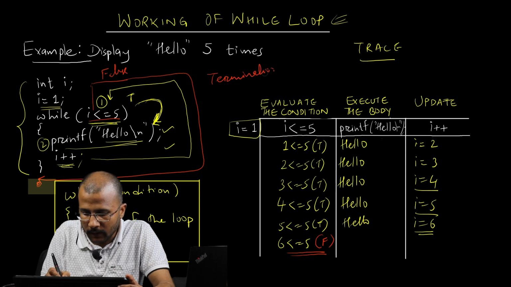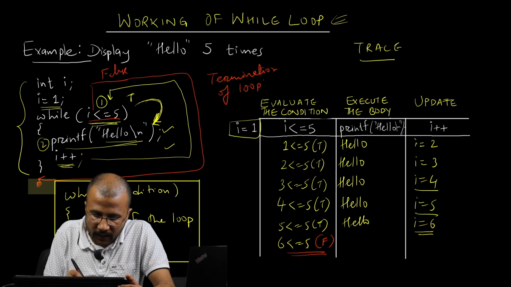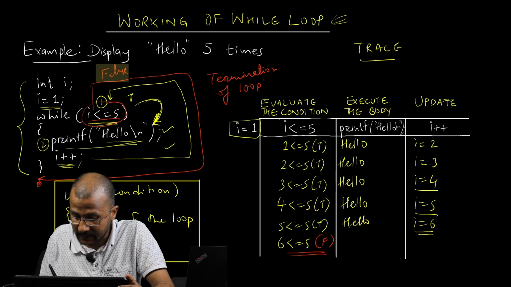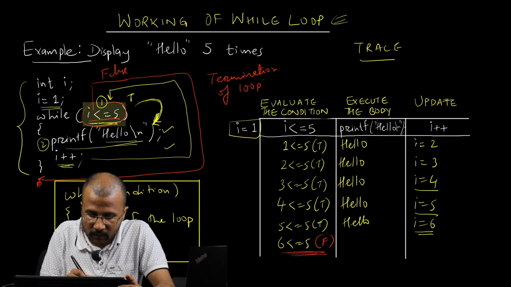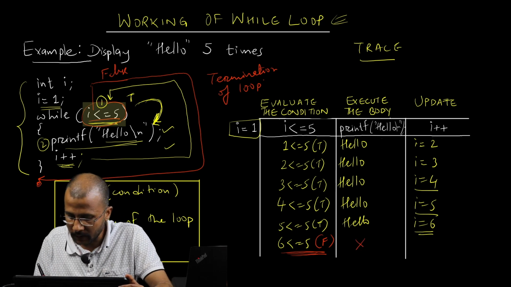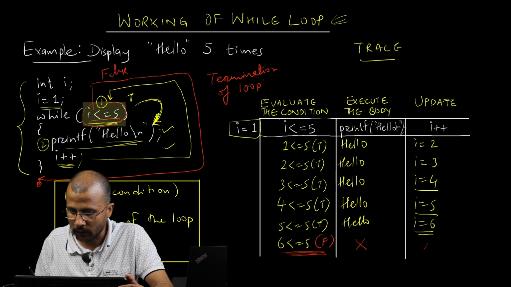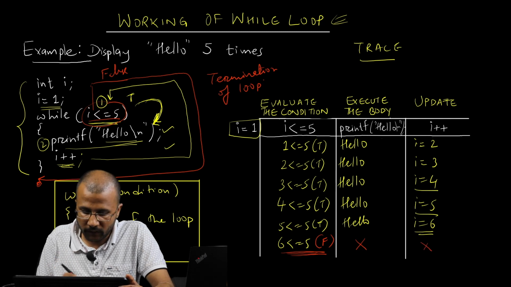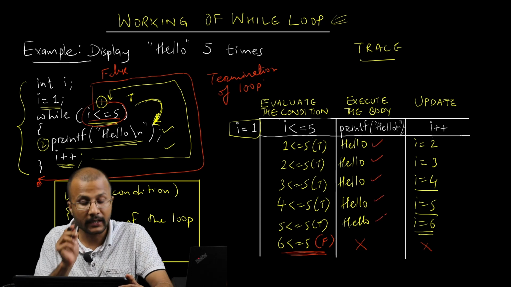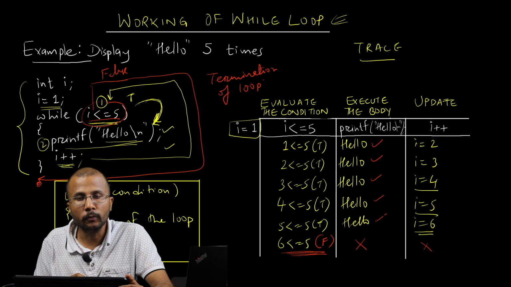When does the loop terminate? The loop will terminate whenever this condition becomes false. This condition becomes false whenever the value of I is 6. 6 less than equals to 5 is false. So whenever this becomes false, the loop terminates and the looping stops. So hello is not printed further. Okay, so if I follow this particular procedure, I have printed hello 1, 2, 3, 4, 5 times. So this is how the while loop works.